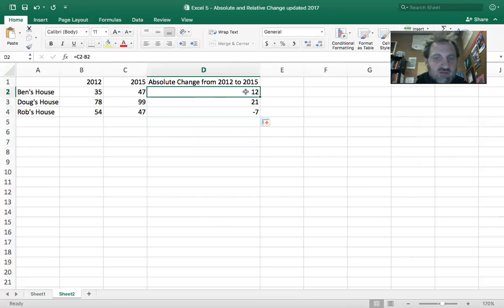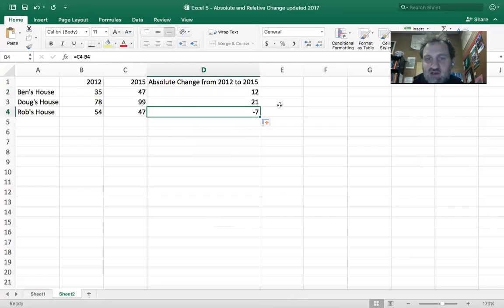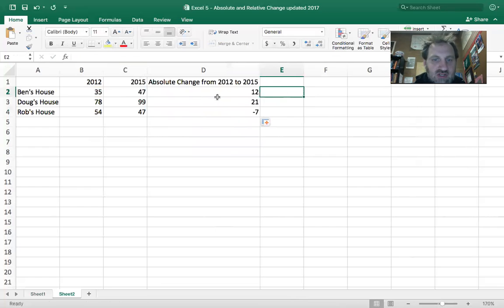So let's look at these formulas. You can see them here, so keep your eye trained up here. This one is C2 minus B2. This one is C3 minus B3. Again, looking up here, and then this one is C4 minus B4. That's a feature of Excel called autofill, which is pretty cool. So I can do these calculations relatively quickly.